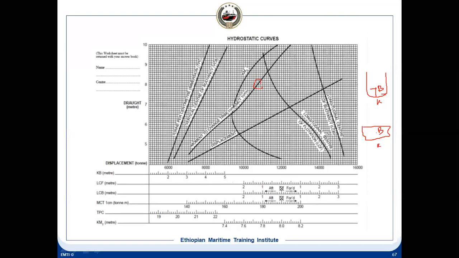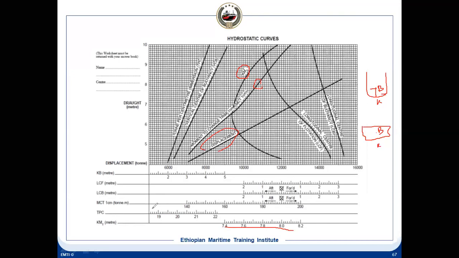Then the next is KMT. KMT is the curve here. So for KMT, there is a scale here. From here, we'll have to read the KMT values. And then we have the displacement curve. As per the draft, we can calculate from this displacement curve how much the displacement is. And then we have the longitudinal center of flotation, LCF.